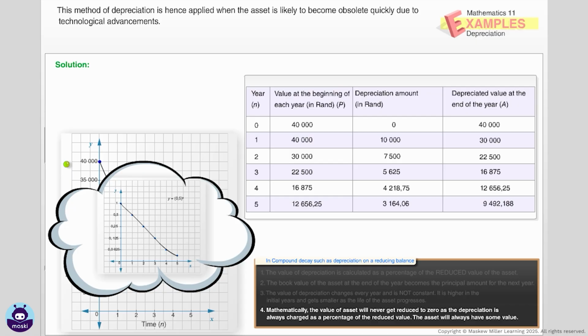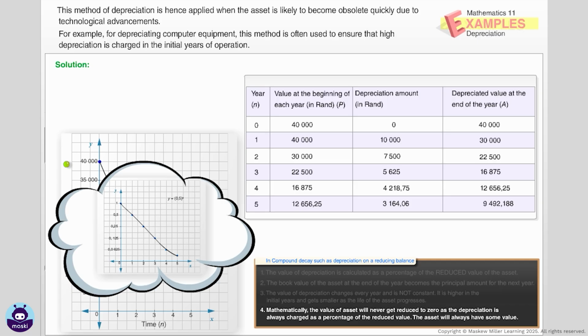This method of depreciation is hence applied when the asset is likely to become obsolete quickly due to technological advancements. For example, for depreciating computer equipment, this method is often used to ensure that high depreciation is charged in the initial years of operation.